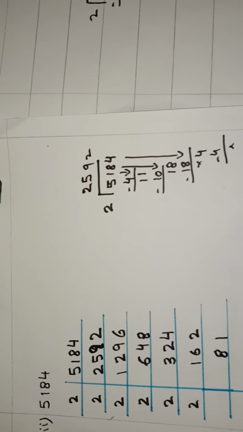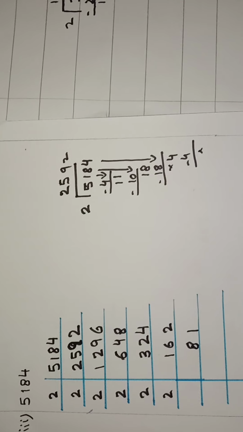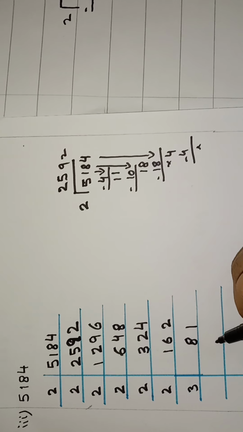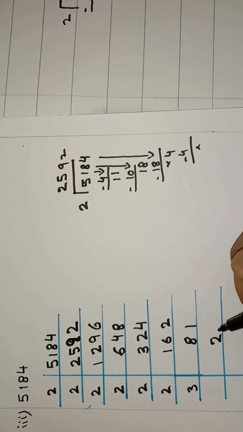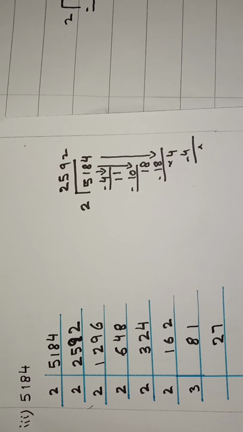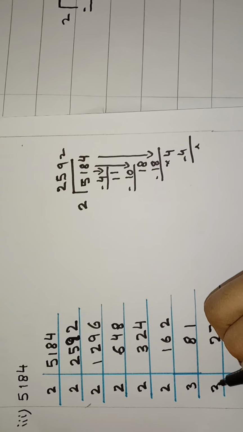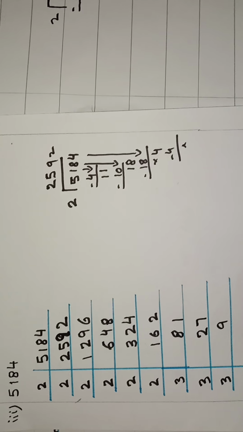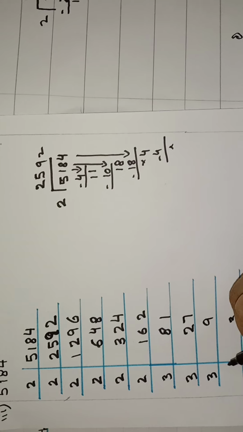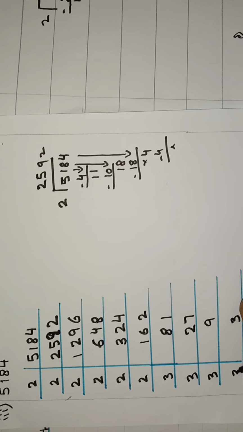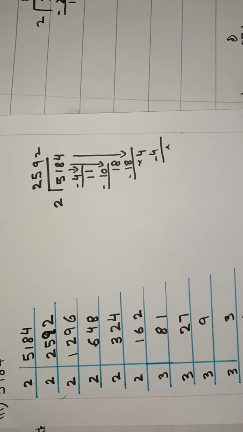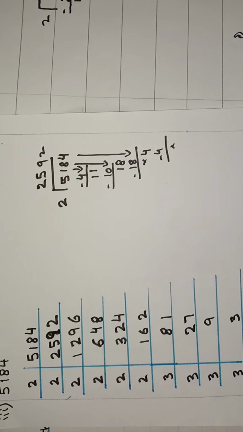Now the last digit is odd and its sum is divisible by 3. So 3 twos are 6, 3 sevens are 21, 3 nines are 27, 3 threes are 9, and 3 ones are 3. That's all. These are the prime factors of 5184.